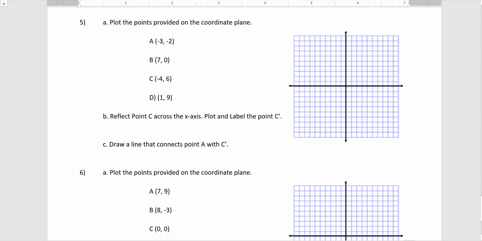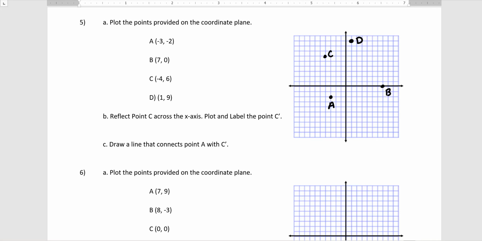All right, looking at number 5. Plot the points. A, we have negative 3, negative 2, puts me right there. B, 7, 0, that means right 7, up 0. Fantastic. C, negative 4, 6, so that'd be left 4, up 6. That'll put me right there, I believe. Oh, I should be labeling that. That's C, that's B, that's A. D is 1, 9, so over 1, up 9. That's point D.